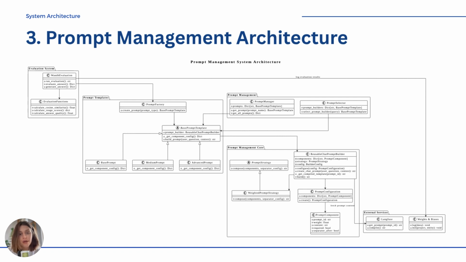And we have key components that include the prompt factory that constructs base, medium, and advanced prompts from a shared template for consistency. We have a reusable chat prompt builder that assembles this modular prompt. We have prompt strategy and weighted prompt strategy. We use it for composition and A/B testing. We have a prompt selector that can choose a prompt at runtime, and we have a prompt manager that again tracks available templates. We have integration with Langfuse and Weights and Biases.